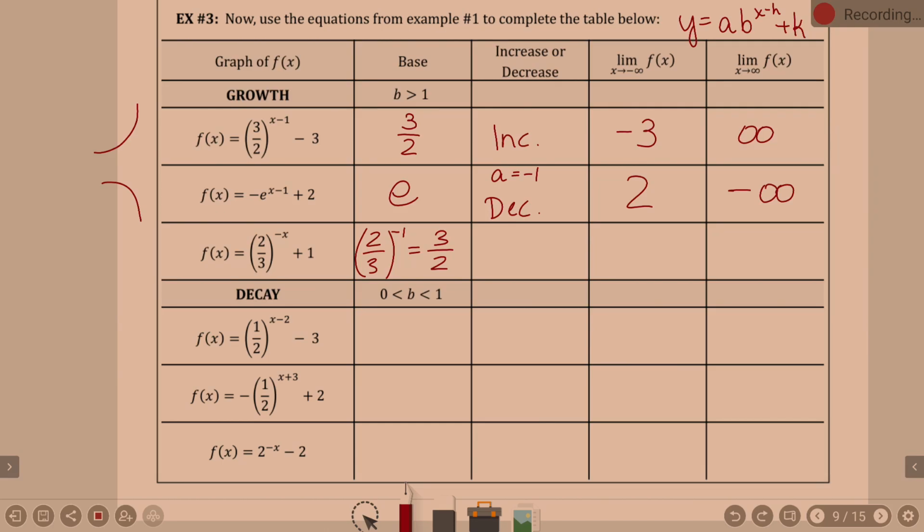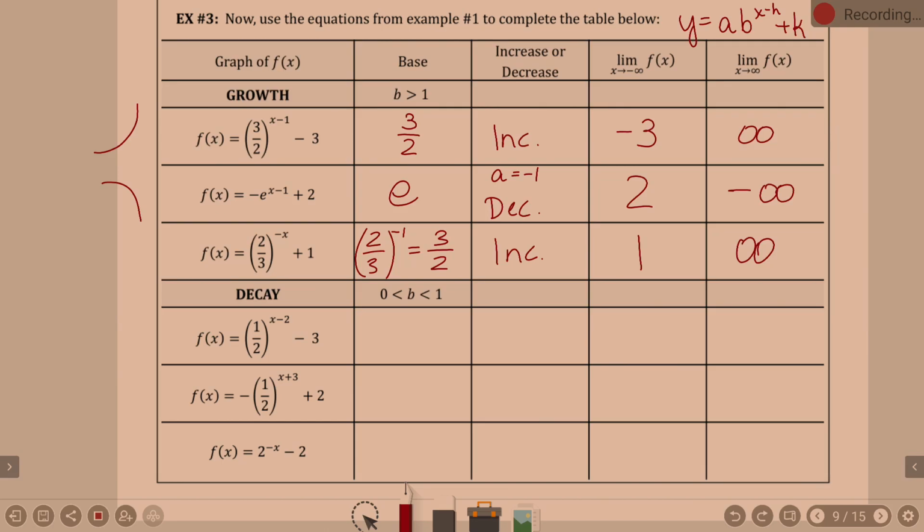Increasing or decreasing? Increasing, because when you have that base of 3/2, we're going to be going back to increasing there. Limit as x approaches negative infinity? 1. Limit as x approaches positive infinity? Infinity. Okay.